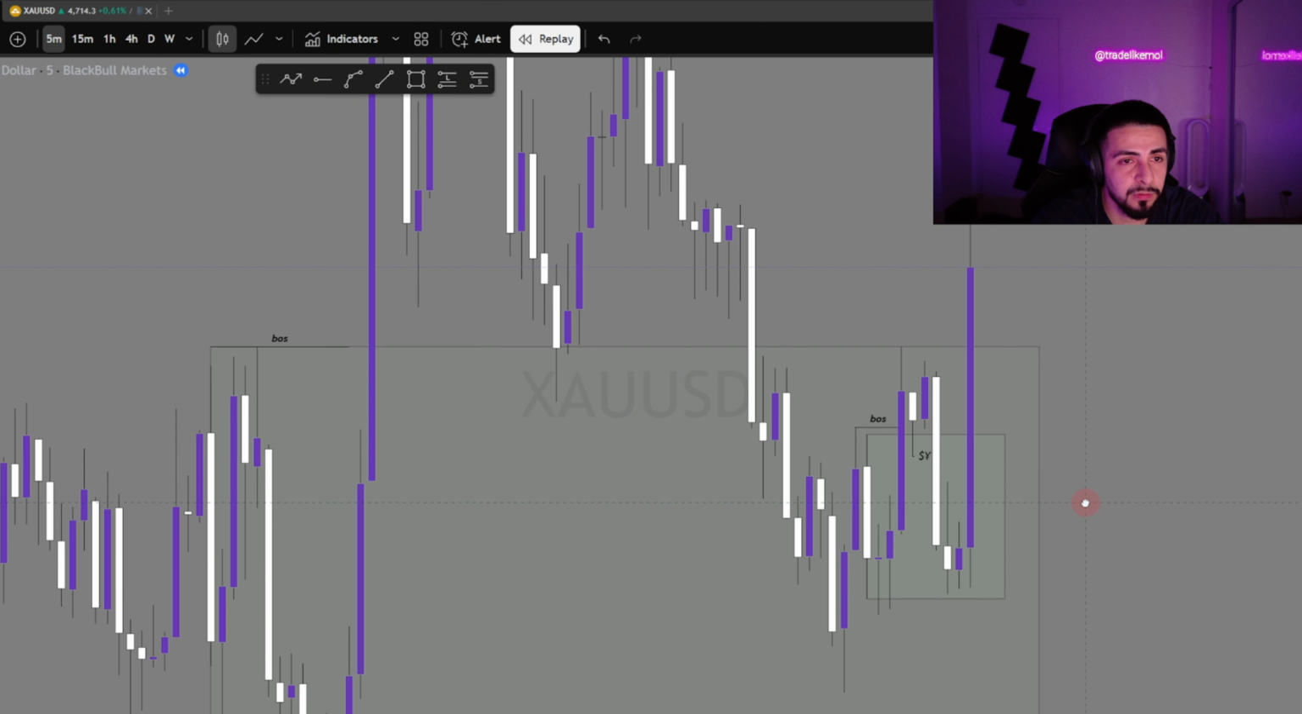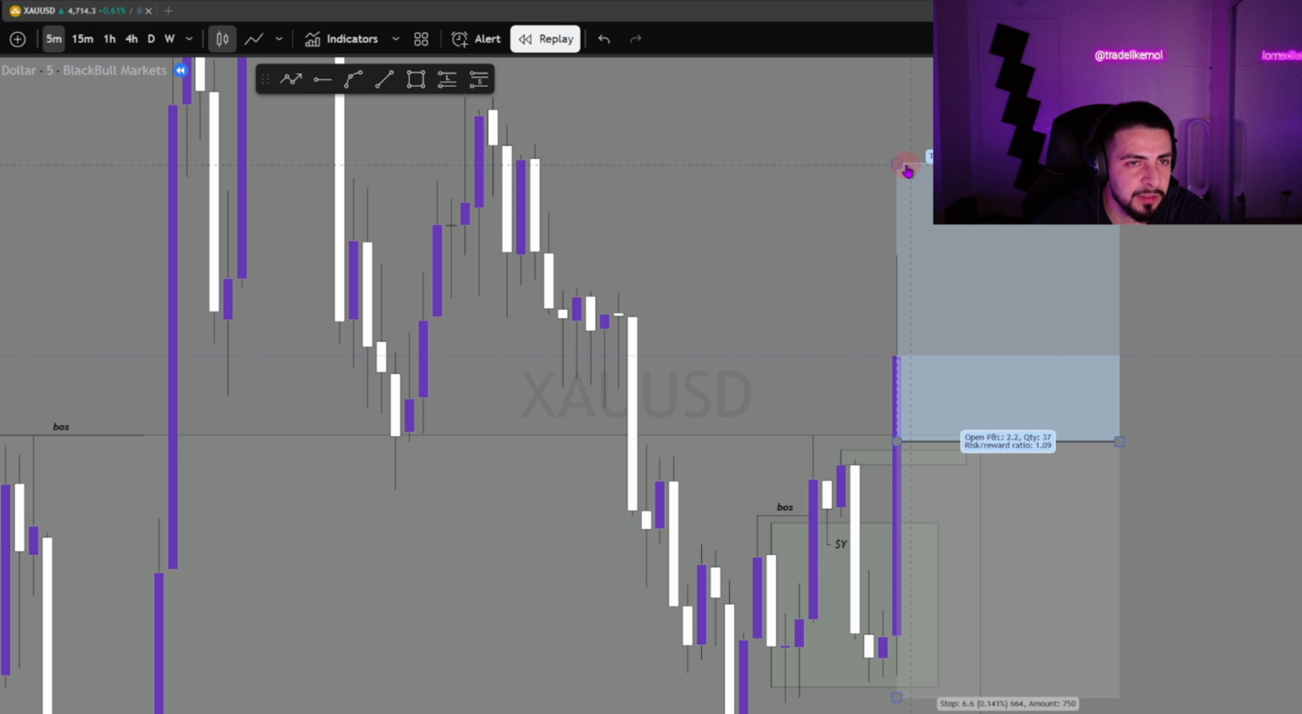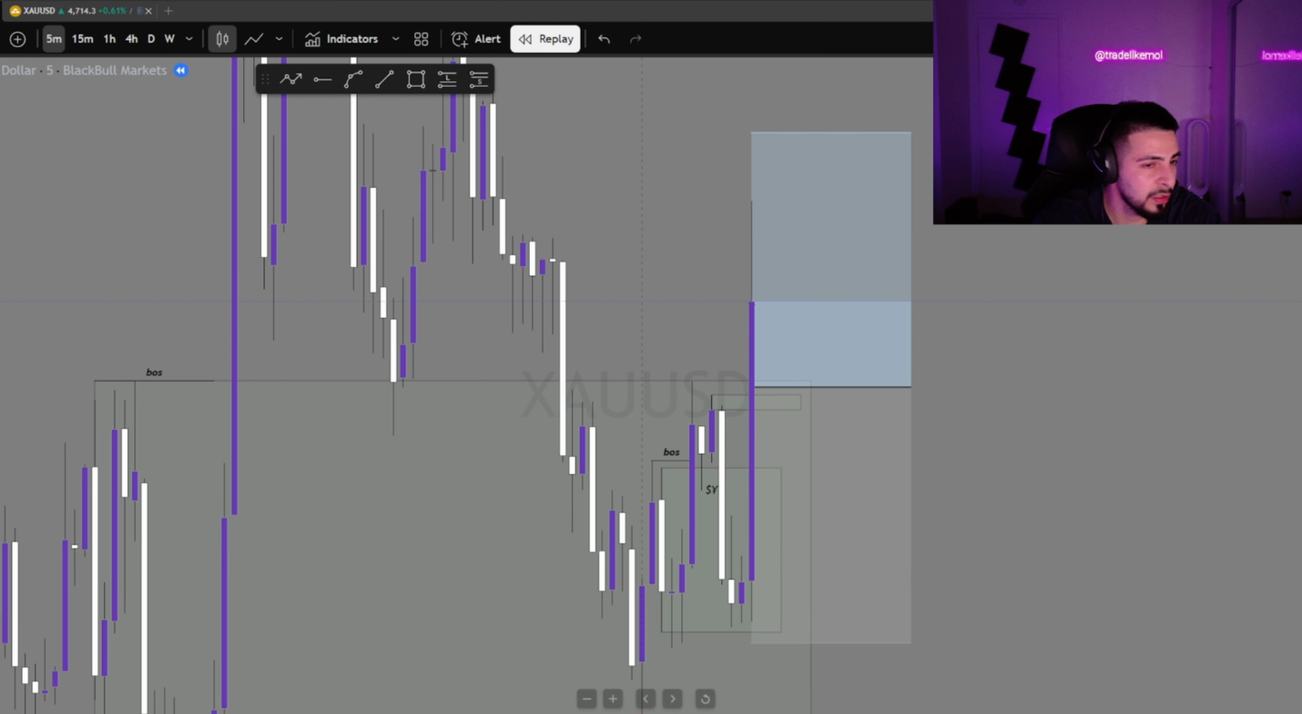Hopefully we don't break below it, and we break above. So we want the market to pull back up into this area here, and we can take our long position. We'll have about a 65, 70 pip stop loss. And let's see if we get it. I believe we do. Let's see.